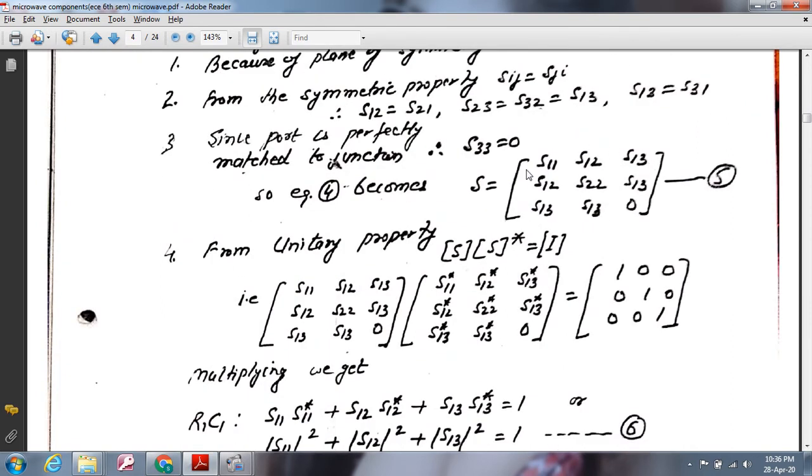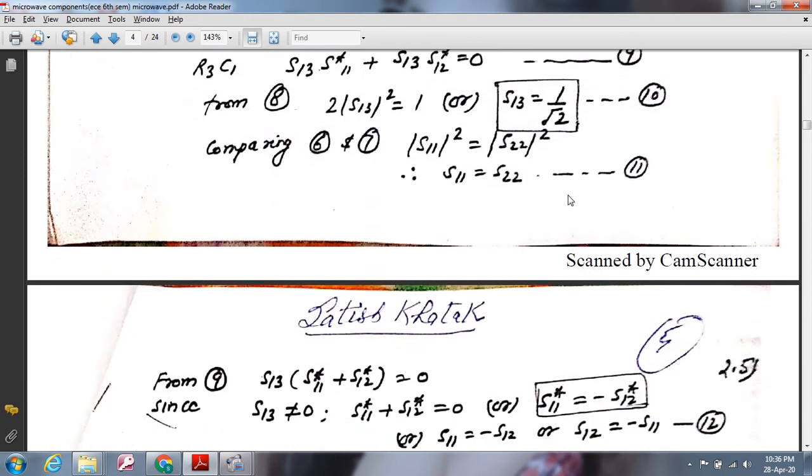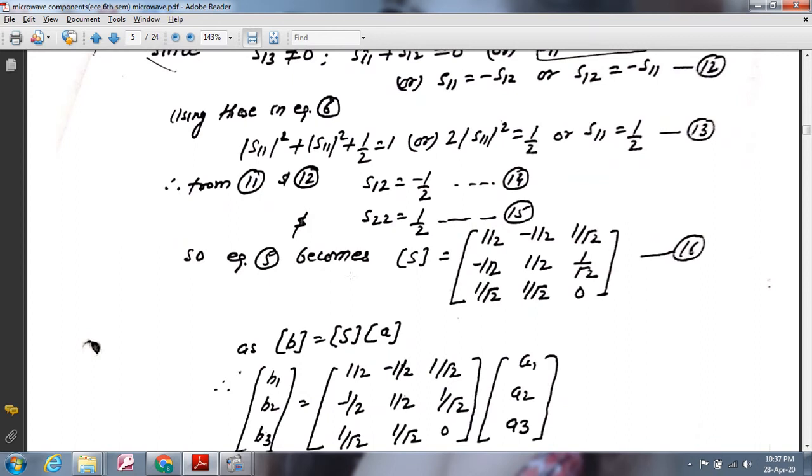That were 4 unknown parameters in this particular equation number 5. So if we put all these unknown parameters which we have calculated, then our S matrix becomes 1 by 2, minus 1 by 2, 1 by root 2, minus 1 by 2, 1 by 2, 1 by root 2, 1 by root 2, 1 by root 2, 0. This is our final S matrix equation for H plane T.